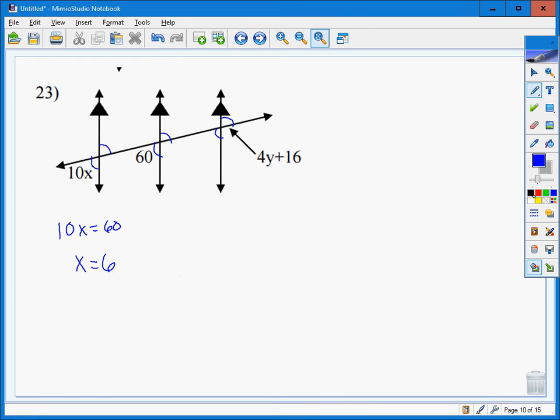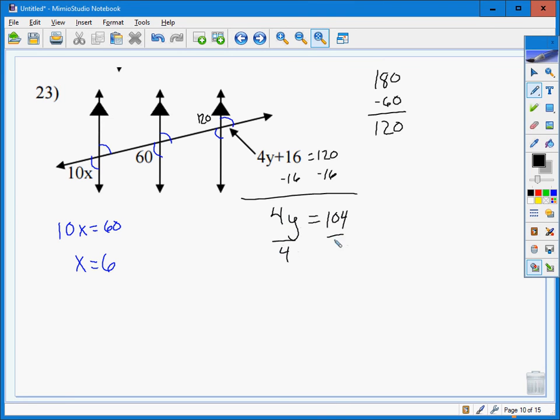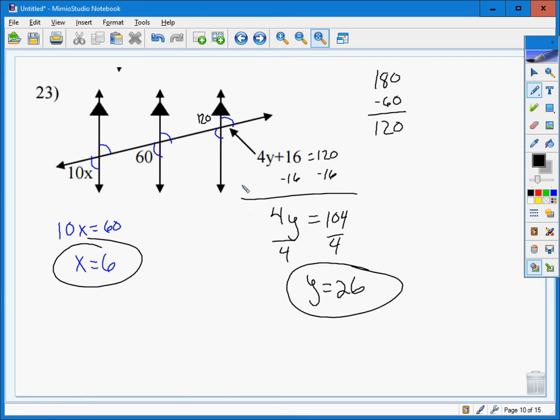And if each one of the blue angles are 60, the other angles would be 120 degrees. So each one of the other ones that are in here would be 120. That would be my other equation. I would subtract 16 from both sides. I'd have 4y is equal to 104. And I would divide both sides by 4, giving me y equals 26. And again, there are my two variables.